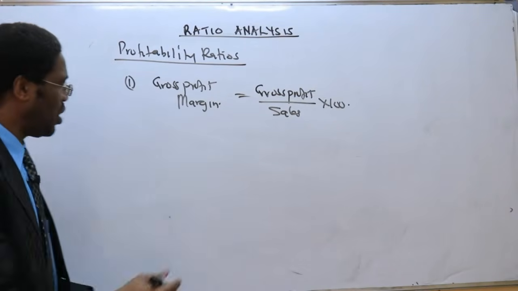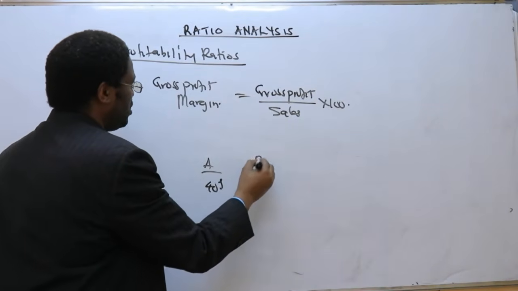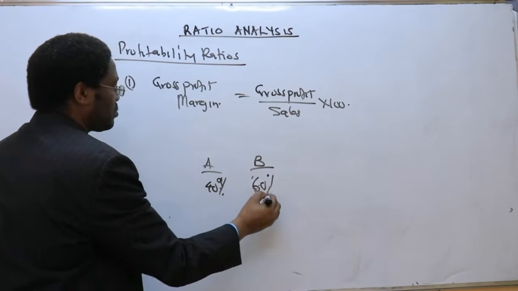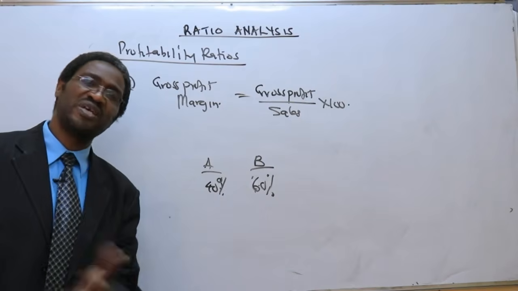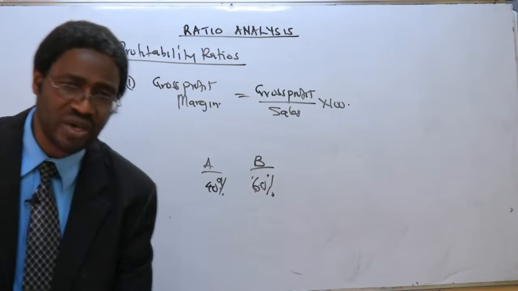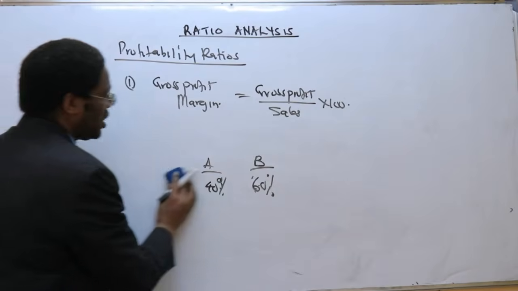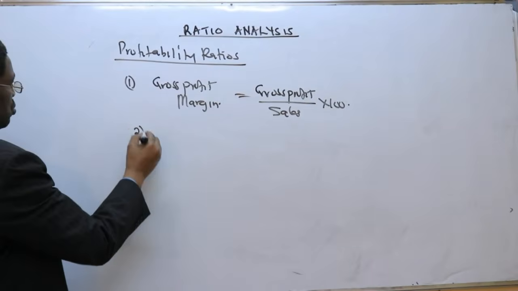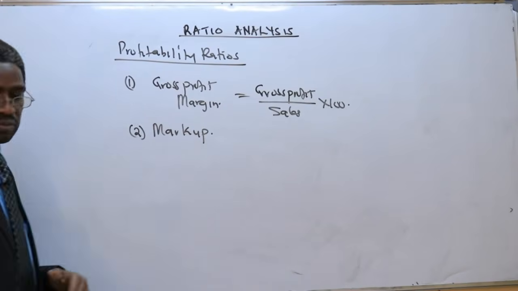If company A has a gross profit margin of 40%, while company B has a gross profit margin of 60%, which company is better? Of course, company B is better. We have said the higher the ratio, the better the firm. So that's one of the profitability ratios. We now go to the second profitability ratio, which is what we call markup. How do you get markup?